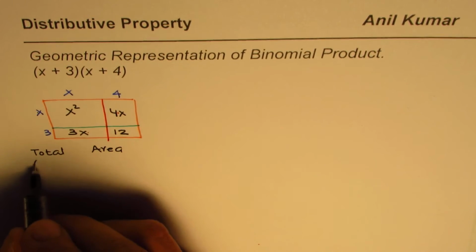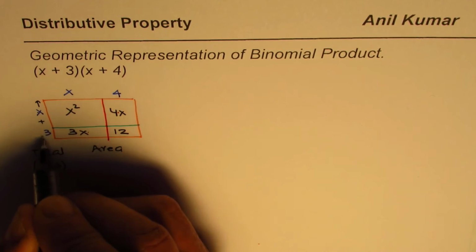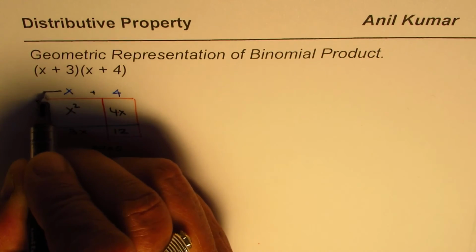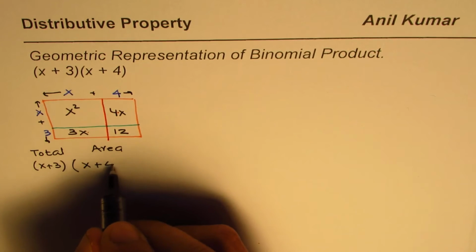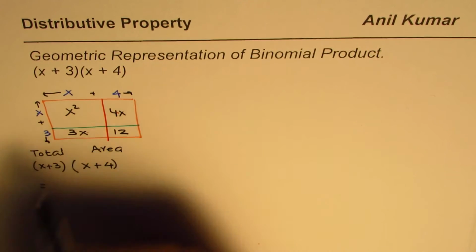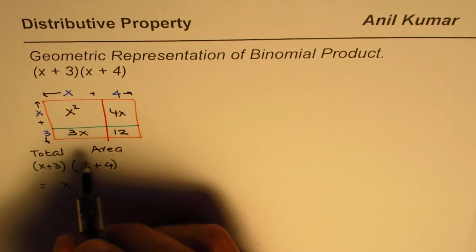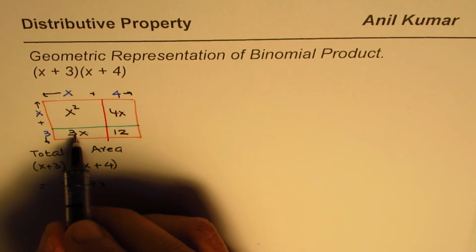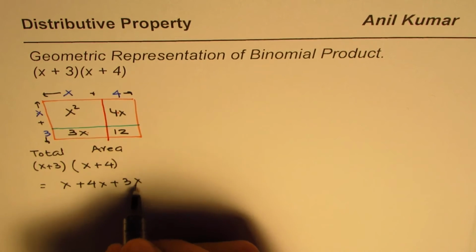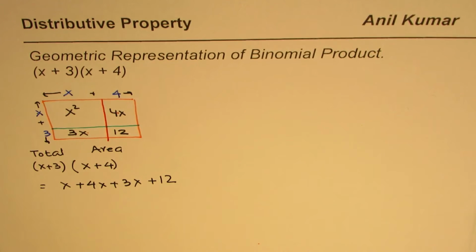Total area is actually x plus 3. This is the whole width, right? And x plus 4 is the length. So total area is the product of these two, correct? That is equal to the sum of these areas, right? So x squared, and then we have 4x plus 3x plus 12. So that is how you can get the area of the whole rectangle.